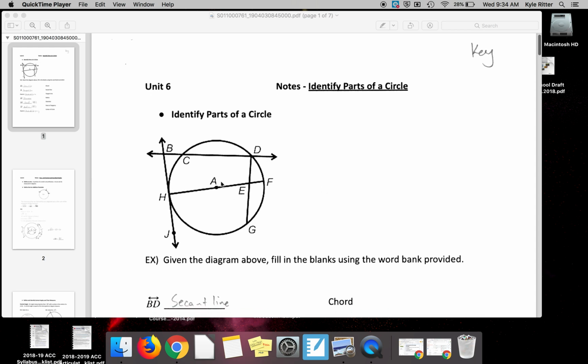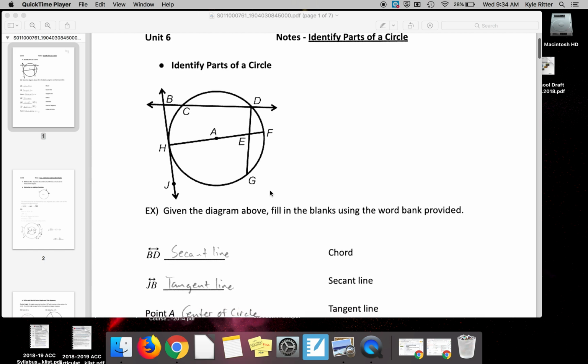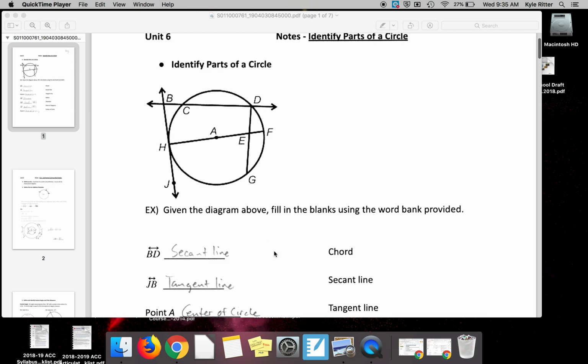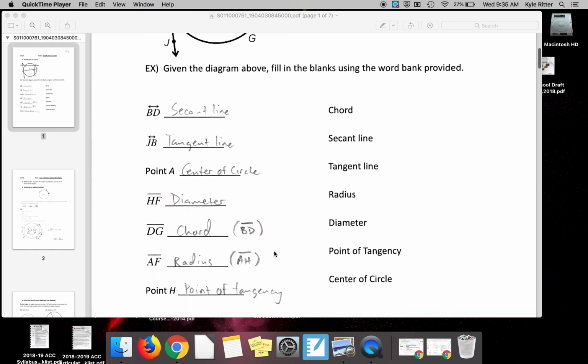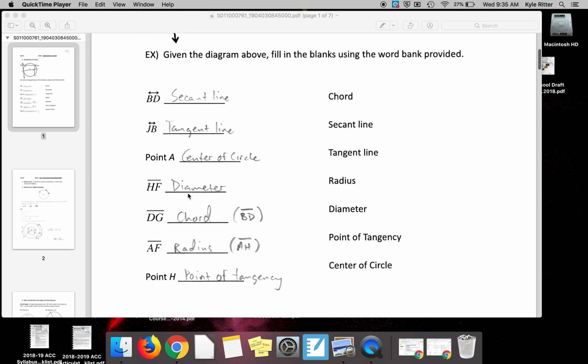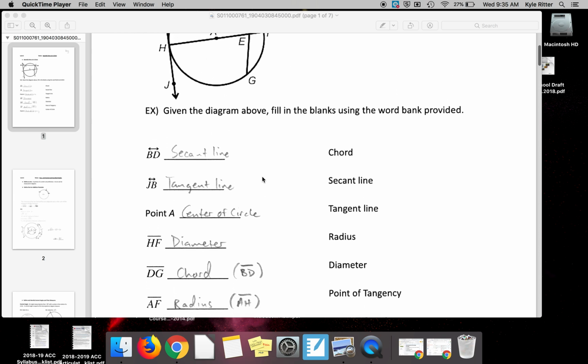So in this diagram, we have a few different types of things happening. This line BD is intersecting our circle at two different spots. That's called a secant line. This other line on the outside of the circle, line JB or BJ, is touching the circle at one spot. It's actually touching at point H right there. If a line touches a circle once as it crosses it, that's called a tangent line, and that point at which it touches is called the point of tangency. So point H is our point of tangency, and line JB is our tangent line.